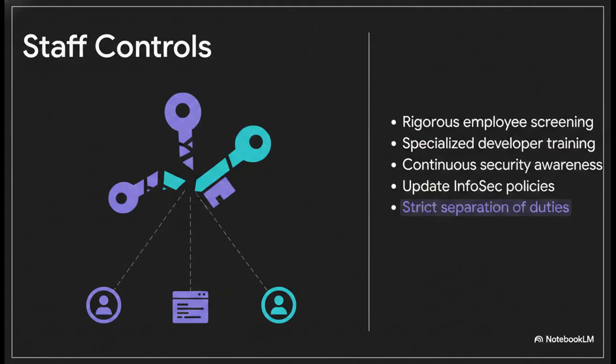But what about your own team? Internally, human resource security is where this all starts. You need rigorous employee screenings, especially for the developers writing those permanent smart contracts. You have to require specialized training, establish nonstop security awareness programs around DLT, and enforce a very strict separation of duties. Simply put, no single employee should ever hold all the keys to the kingdom.